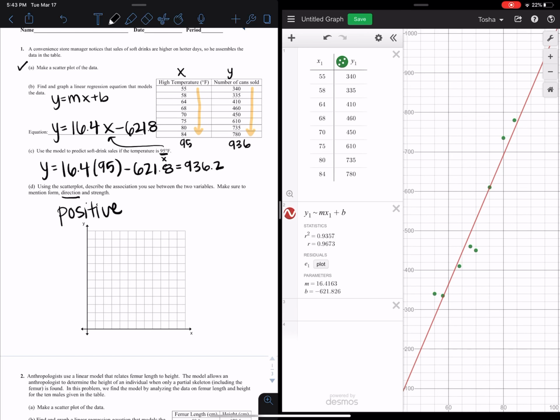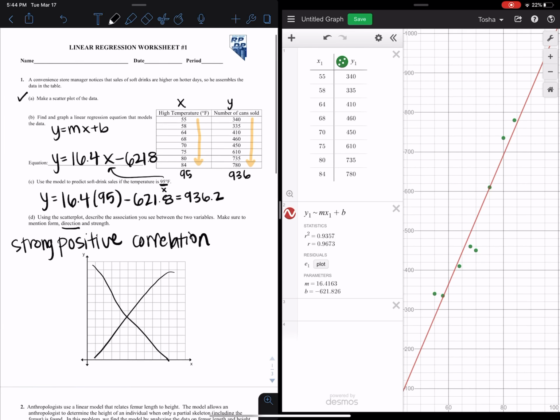And then we've also talked about the strength, whether it's strong, weak, moderate, perfect. We've talked about those. So on this one, the points are pretty close to our line. So I would say that this is a strong, positive correlation. And that's what I would say for this data. And we're not going to fill in this graph down here because we already did it on the calculator. And that is our first example. So you're going to have to do something similar to this on your homework.